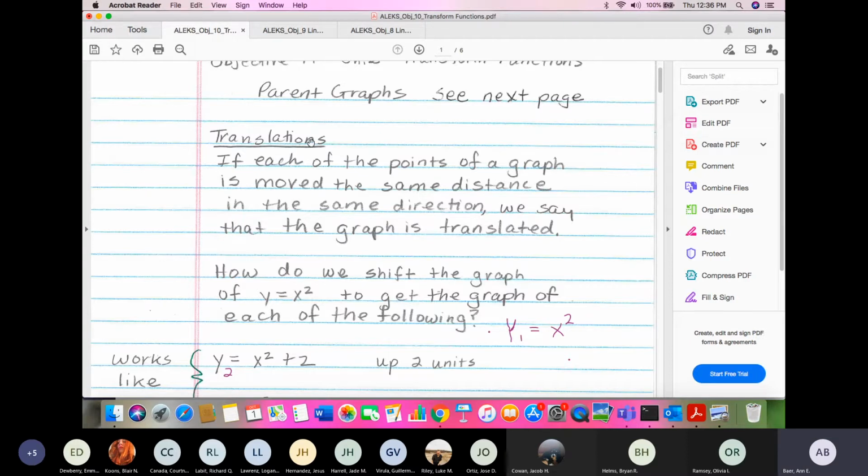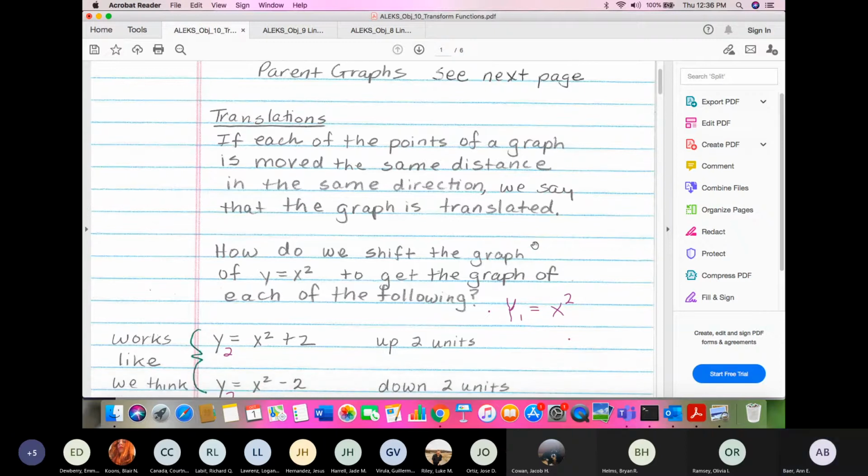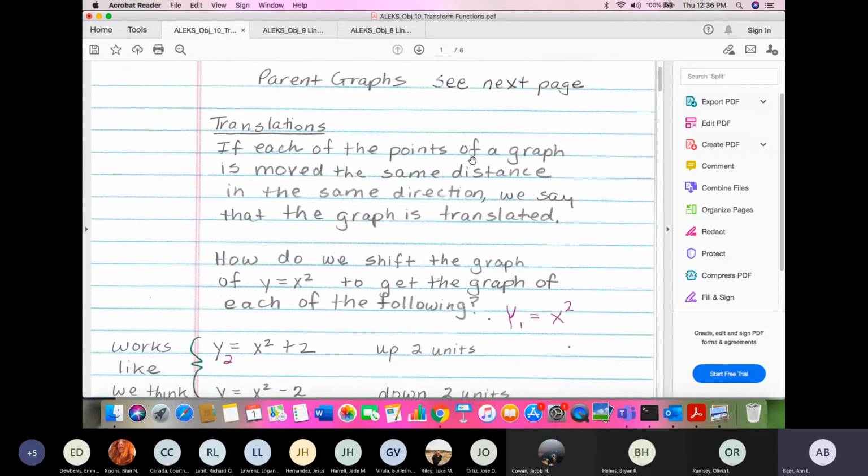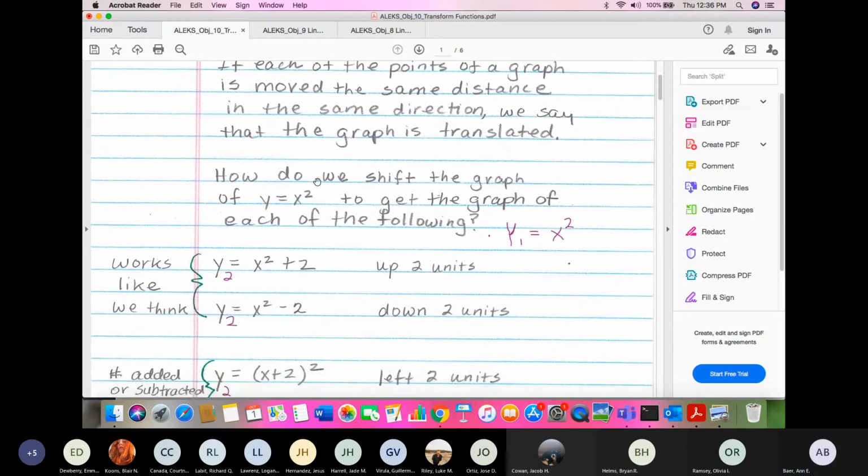When do we have a translation? If each of the points on a graph is moved the same distance in the same direction, we say the graph is translated. So if all the points are going left or right or up or down, we have a translation. So let's look at those translations. Let's get started by looking at shifting the graph of y equals x squared.